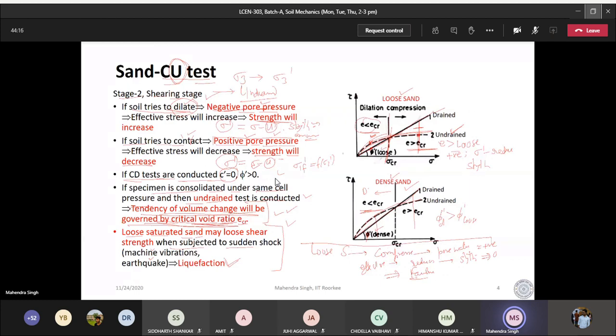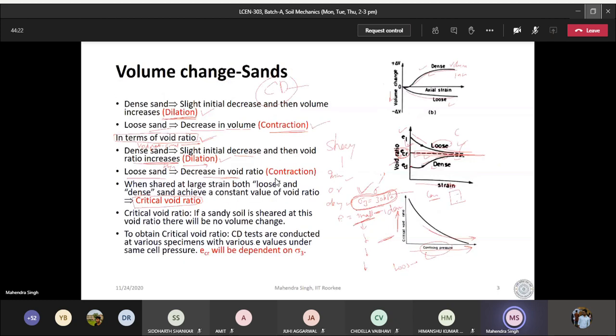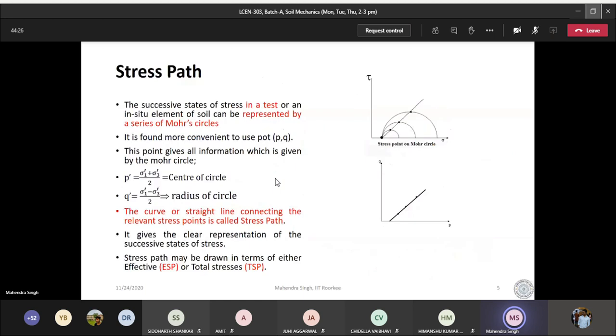So this is what I wanted to discuss about sands and clays. They have almost similar things, only some terminologies are different. And finally, I now come to a very small chapter, a very small topic, and that is stress paths.